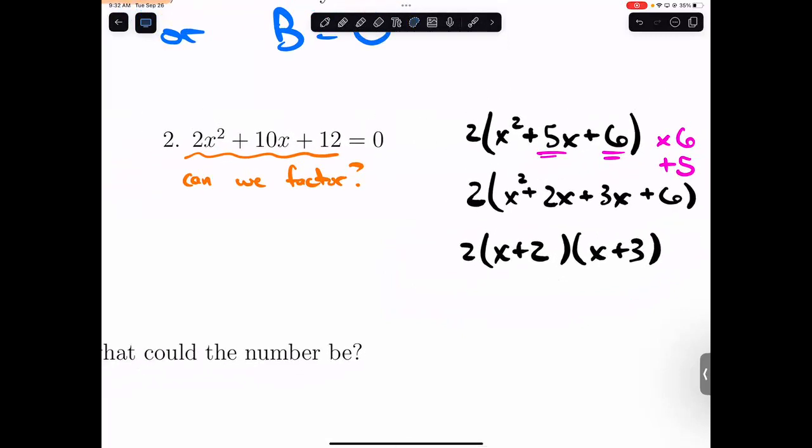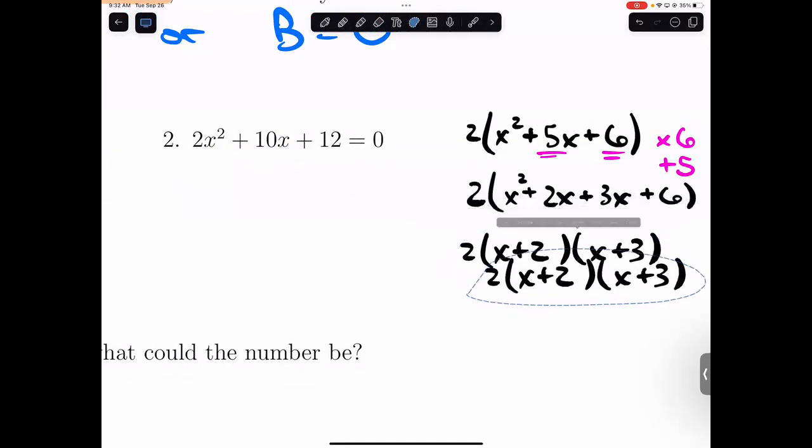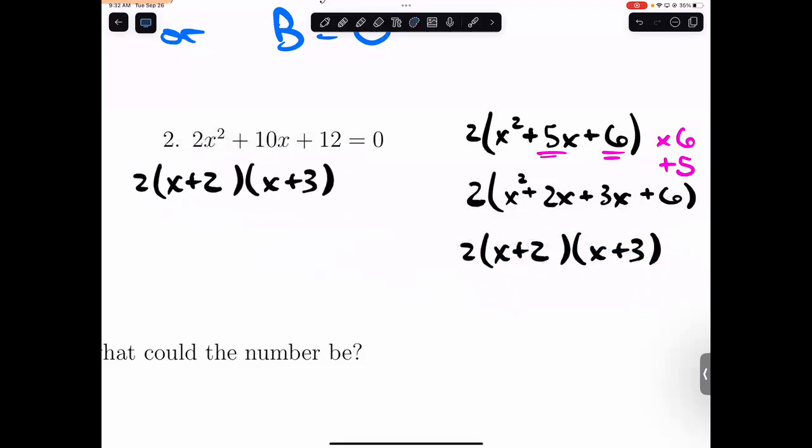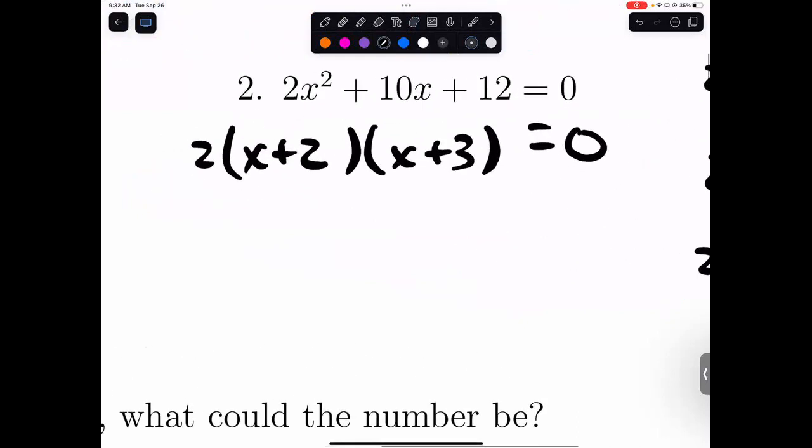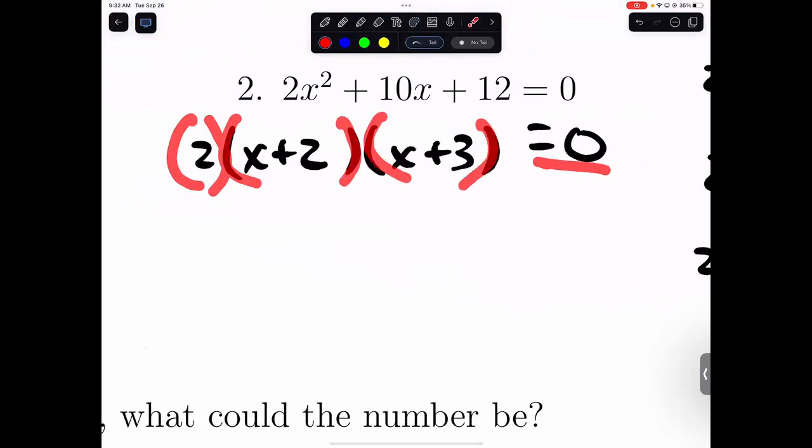So that was kind of a sidebar, right? What we just figured out is that I can write this like that. Now, again, we've got a product equal to 0, right? 2 times (x plus 2) times (x plus 3) equals 0. So let's go one at a time. Can 2 equal 0? No, because 2 is a number. 2 is not 0. So forget about it.